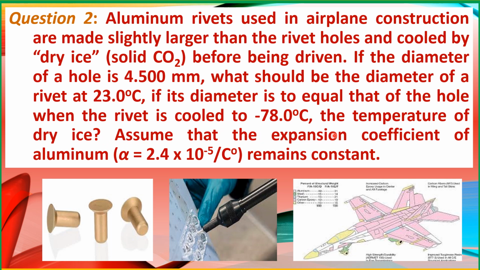Assume that the expansion coefficient of aluminum, alpha, is equal to 2.4 times 10 raised to the negative 5 per Celsius degree, and remains constant.